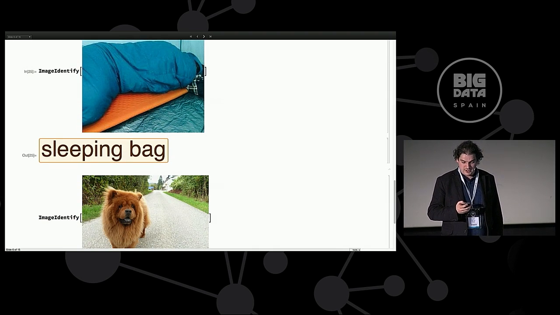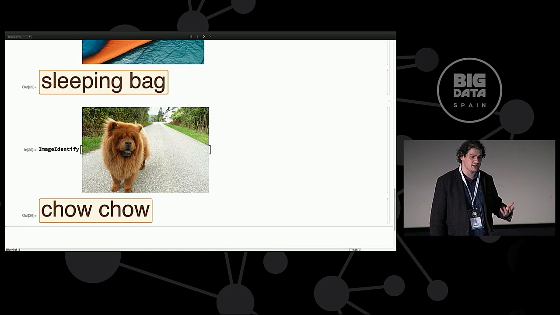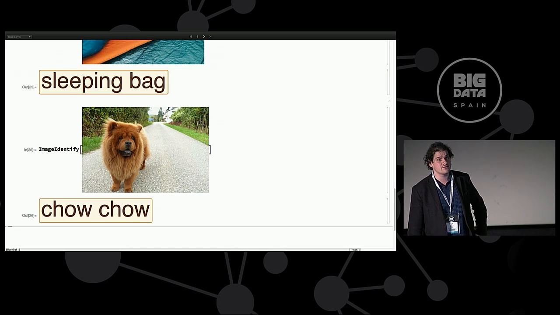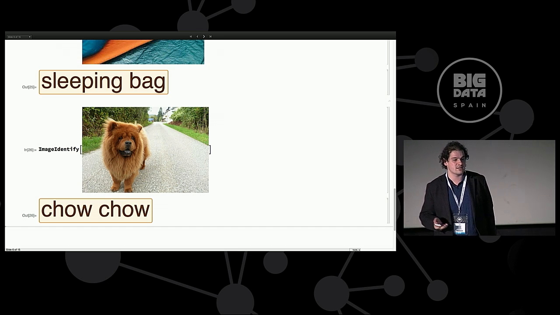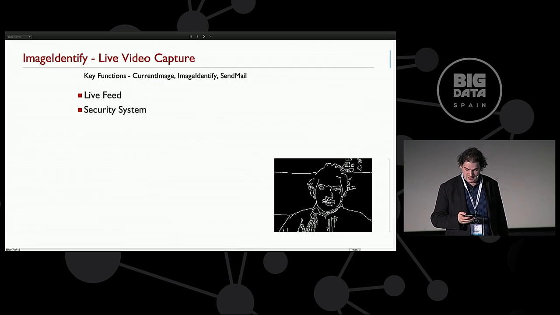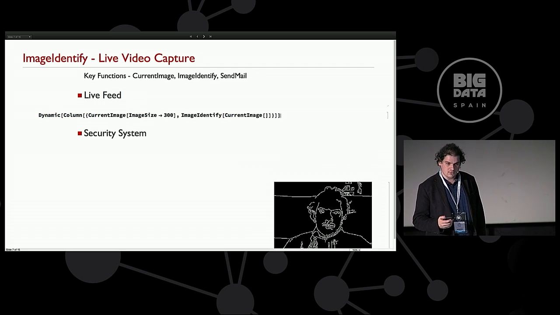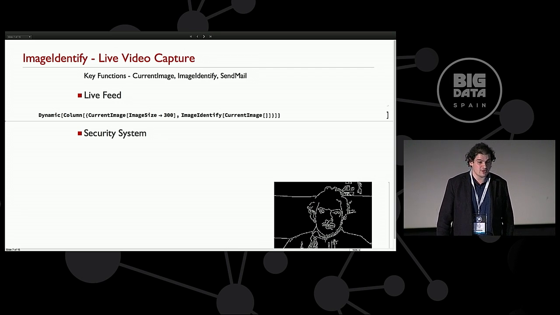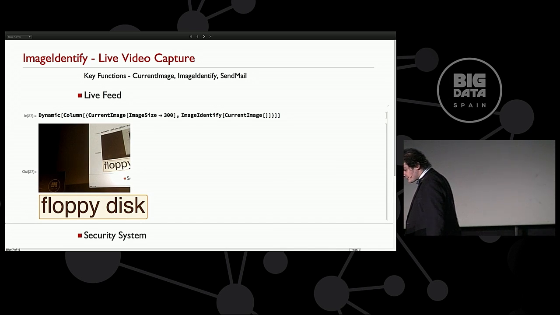So we can also identify things at a much richer level. Here we can specify that not only is something a dog, but we can actually specify the species of dog, which is pretty neat. And the thing is, you can now start to integrate these things into your own functions. So let's get a live feed. With my live feed, I should have a picture come up. Yeah, great. It's telling me that whatever is behind there is a floppy disk.